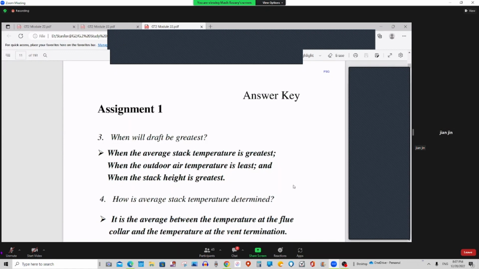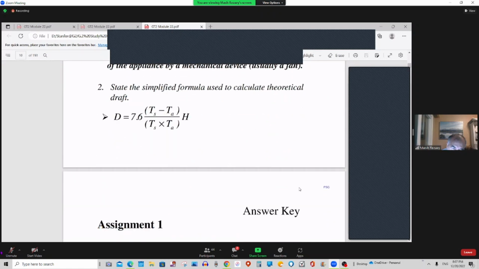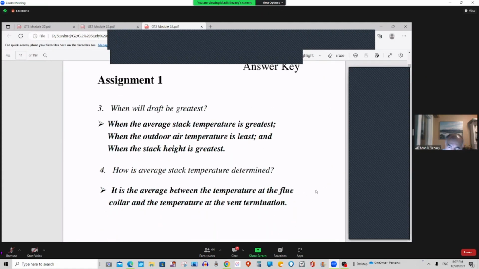Number 3, please. When will draft be greatest? When the average stack temperature is greatest, when the outdoor air temperature is least, and when the stack height is greatest. That's what we thought. When D is increased, H should increase, TS increases, TA decreases.